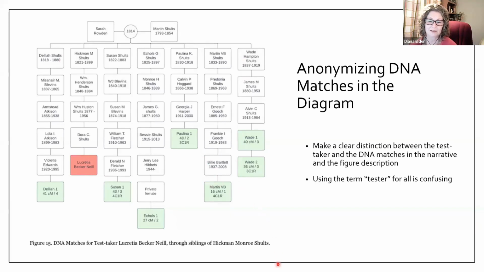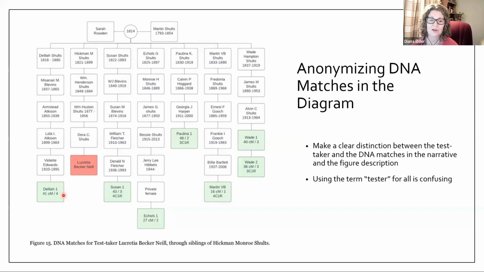But there are other ways. You can use your imagination for how you want to anonymize. One of the things you want to do, though, is always make a key for yourself so you know exactly who these people are. So you'd want to keep in a spreadsheet or perhaps an Airtable, whatever you're using, a key that, oh, Delilah 1 is actually Susan Jones, whatever her name is.